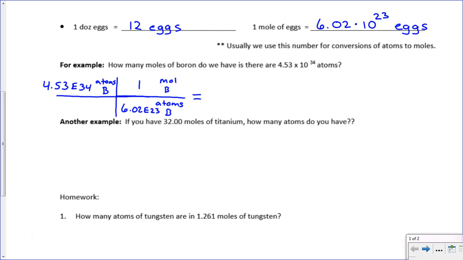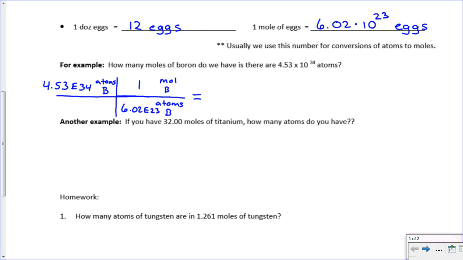As far as the significant figures go, because we need to consider significant figures, that first number, 4.53 times 10 to the 34th, had 3 sig figs. 6.02 times 10 to the 23rd also has 3 sig figs. 1 mole, this is a perfect number 1. The 6.02 is rounded, but that 1 mole is the perfect number 1. So we're not going to count that 1 mole as having 1 sig fig. Really, the 1 mole is infinitely many sig figs, so we kind of ignore that when we're counting the sig figs.